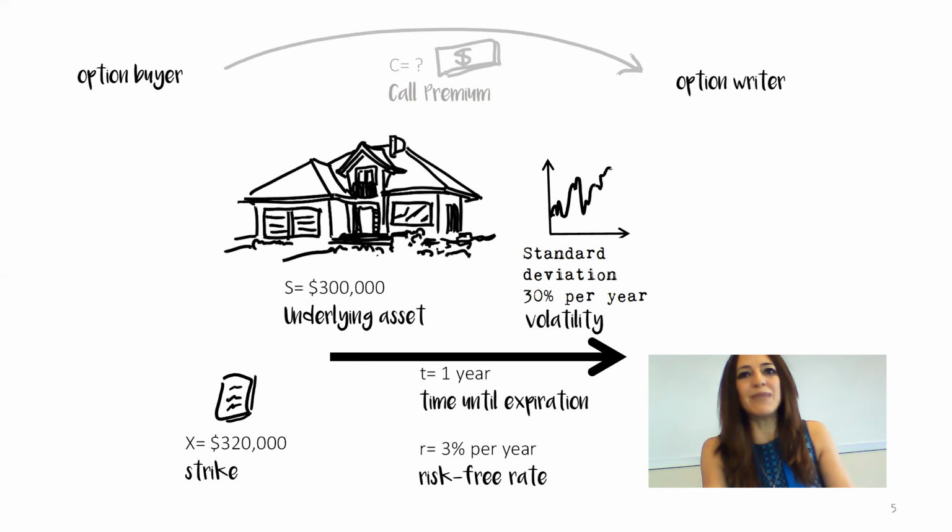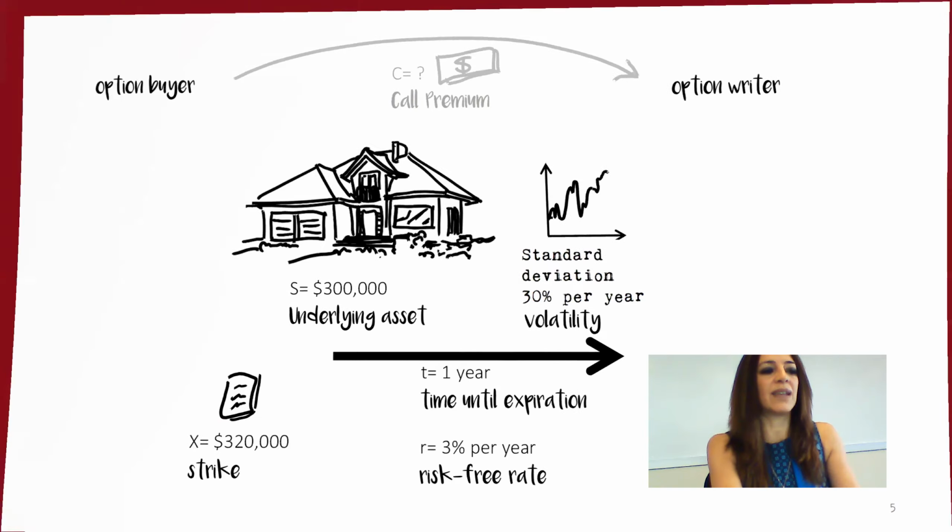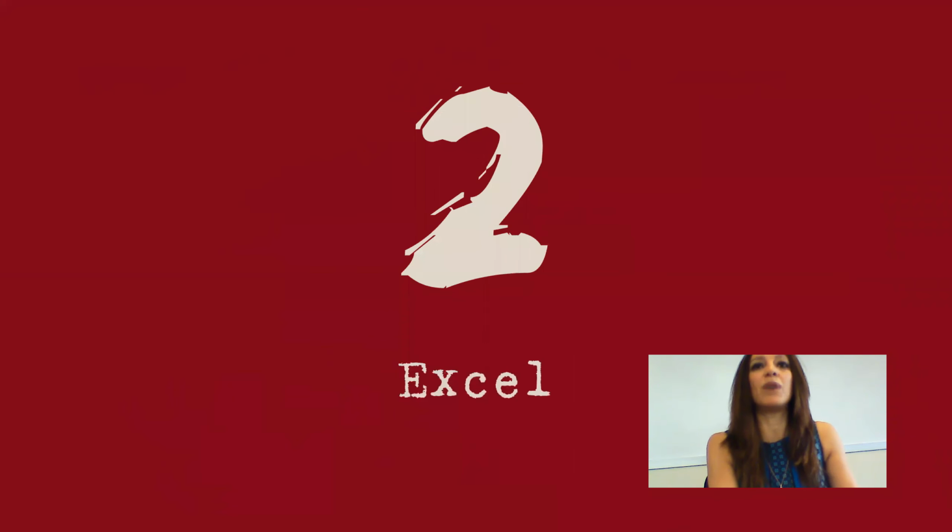Well, for the option premium, he will collect a premium. And how much should that premium be? Well, that's exactly what Black-Scholes calculates. The option premium, how much the call is worth. So let's work in Excel.